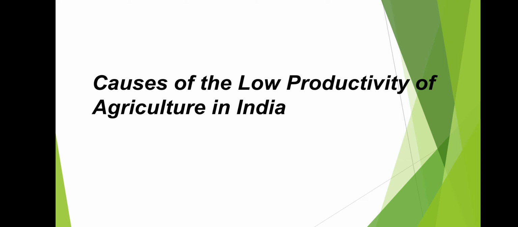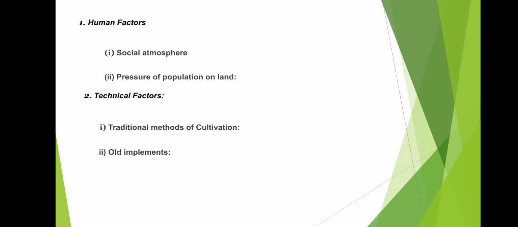Now we will discuss the different causes which are responsible for the low productivity of agriculture. Basically, these causes are classified into three main heads: the first one is human factors, the second one is technical factors, and the third one is institutional factors. These three factors are contributing towards the low agricultural productivity. Let's discuss these factors here. First one is human factors.